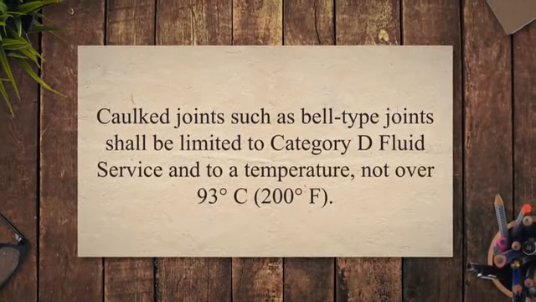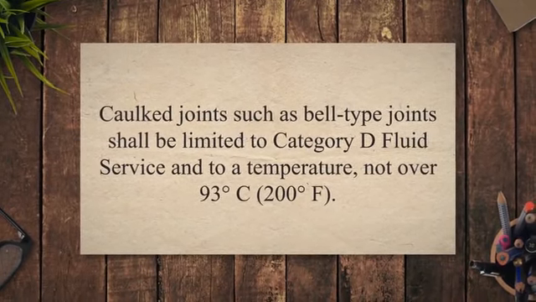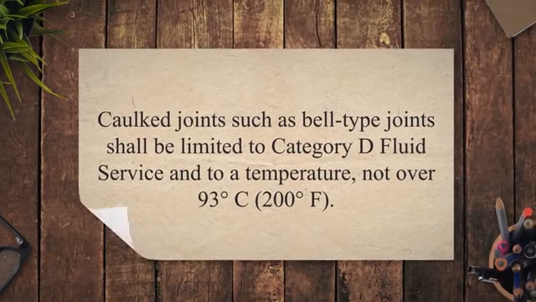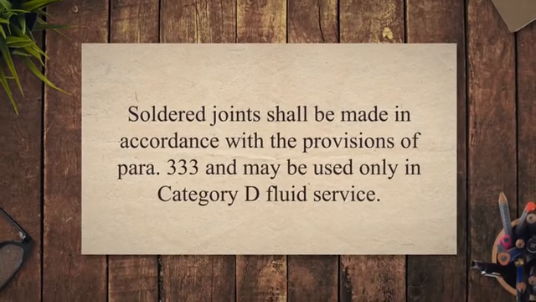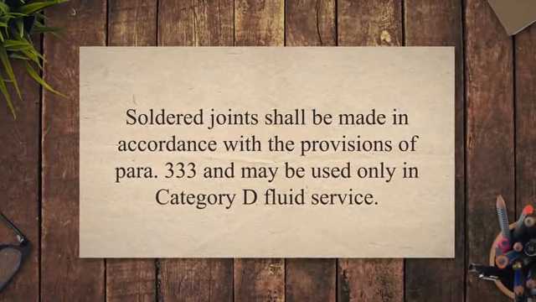Caulked joints such as bell-type joints shall be limited to Category D fluid service and to a temperature not over 93 degrees Celsius, 200 degrees Fahrenheit. Soldered joints shall be made in accordance with the provisions of Para. 333 and may be used only in Category D fluid service.